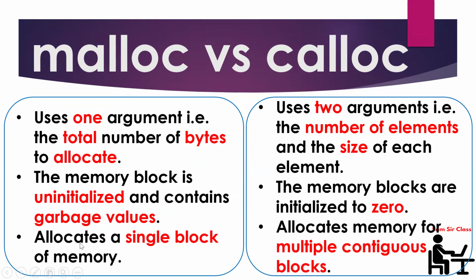In malloc, the basic difference, it allocates a single block of memory. That means the memory, whatever you have allocated, will be allocated contiguously. Continuous memory will be allocated by using malloc. But in calloc, the memory allocation can be done in multiple contiguous blocks. That means suppose this block of memory is allocated, after that it is not available, then the next block will also be allocated by using calloc. But in malloc, the entire memory will be allocated in a single continuous manner.